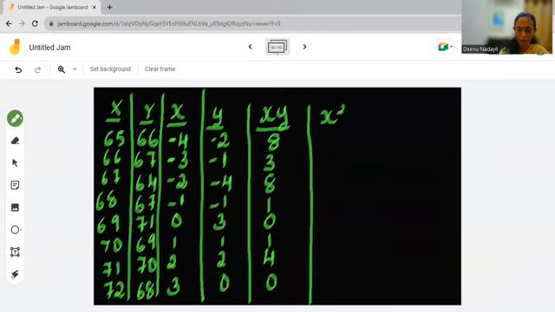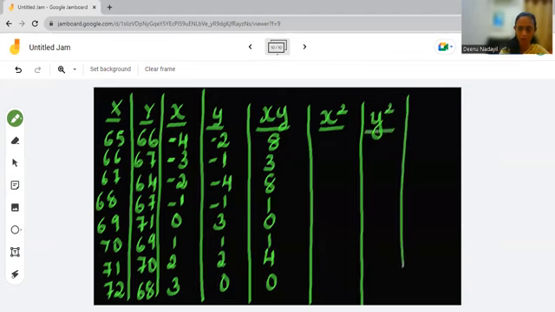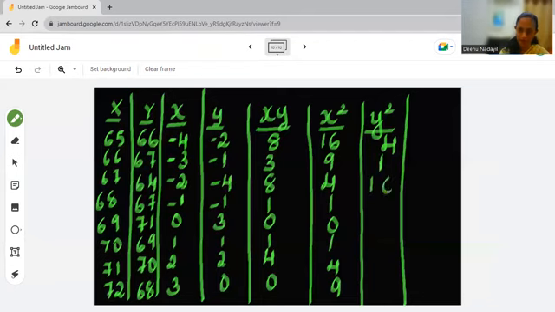Okay. Now in the formula we have small x square, so we will find that also. In the formula we have y square also, we will find that. So just square this. Minus 4 square means 16. Square of a number is always positive, it cannot be negative. Minus 3 into minus 3, 9, 4, 1, 0, 1, 4 and 9. Squaring y: minus 2 into minus 2, 4. Minus 1 into minus 1, 1. Minus 4 into minus 4, 16, 1, 9, 1, 4 and 0. Okay.